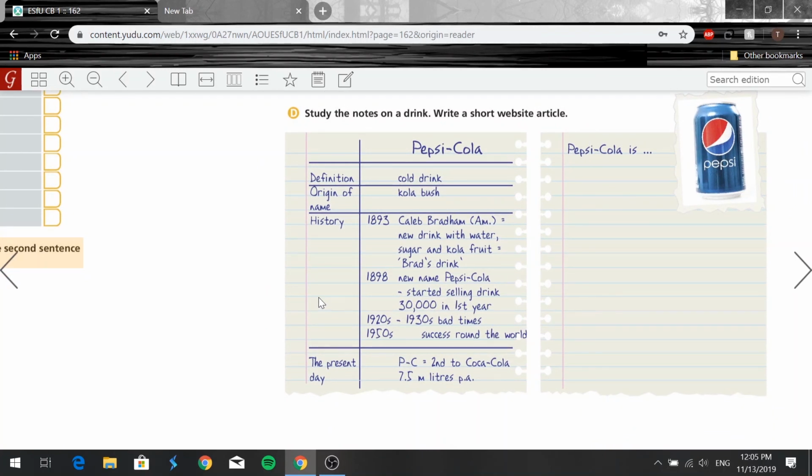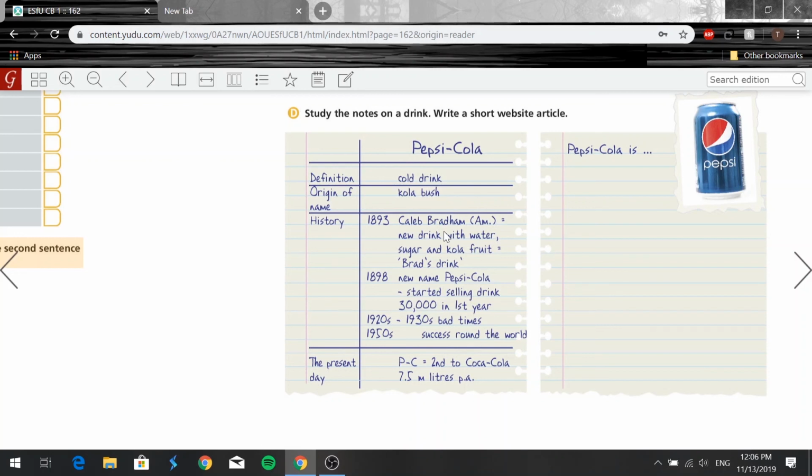So if we wanted to write a short website article about Pepsi Cola, I'll give you some ideas, but you should be writing this down on your own. I could start with something like: Pepsi Cola is a kind of cold drink. Start with the definition. I'm not making things up, it's all from the notes. The name comes from the cola bush. And then I could move on to the history.